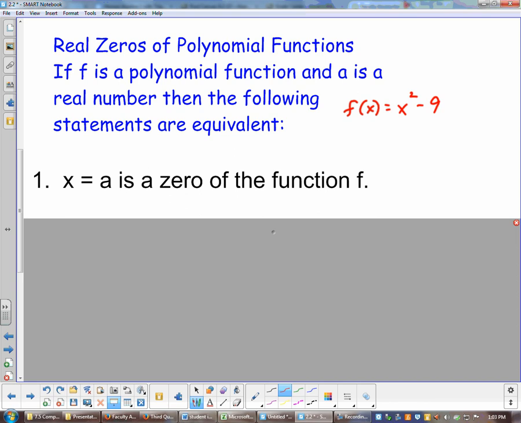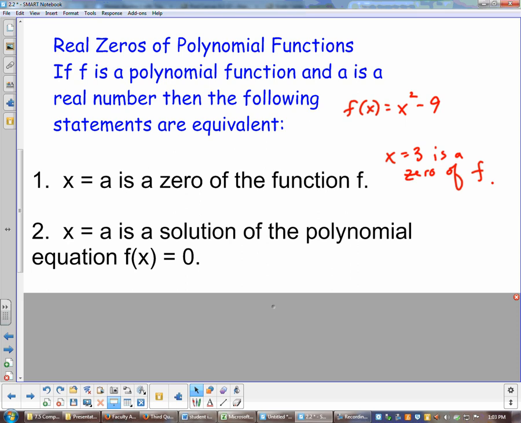Okay, so what would be a zero of this function? 3. All right, so we can say x equals 3 is a zero of function f. Everybody agree? That statement is equivalent to this statement that x equals 3 in this case is a solution of the polynomial equation f of x equals 0. So x equals 3 is a solution, I'm abbreviating, of x squared minus 9 equals 0.